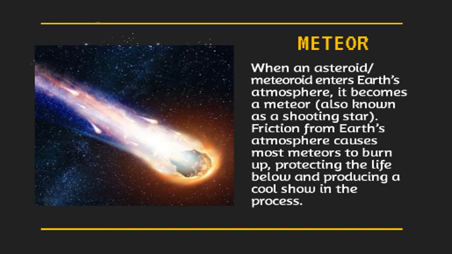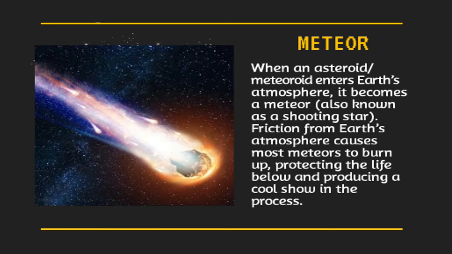Friction from Earth's atmosphere causes most meteors to burn up, protecting the life below and producing a cool show in the process. Sa oras na makapasok ang meteoroid o asteroid sa atmosphere ng Earth, ay nagiging meteor na ang tawag dito. At kapag nakapasok na ito sa atmosphere ng Earth, ay magsisimula itong masunog dahil sa friction at mataas na atmospheric pressure. And because of that, a streak of light is created.